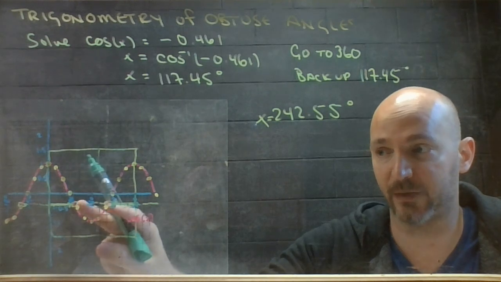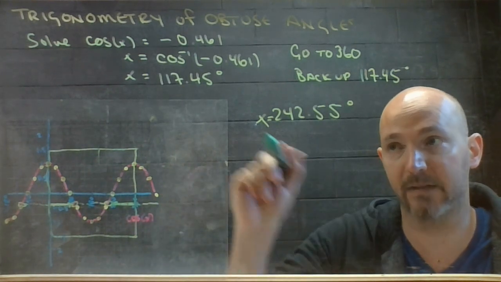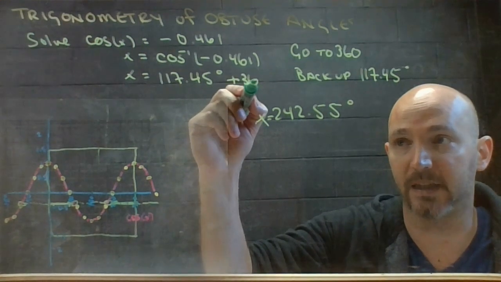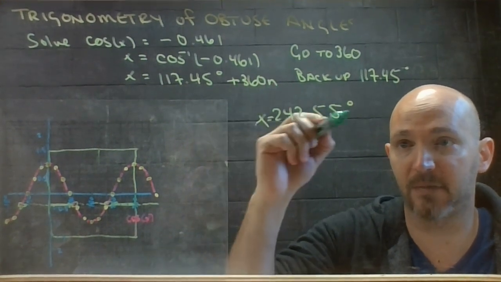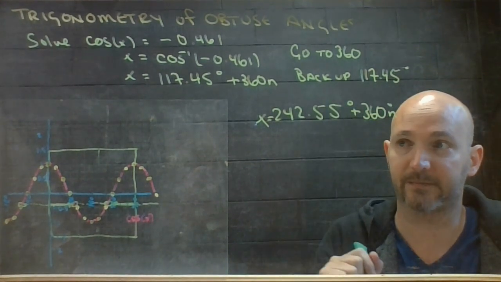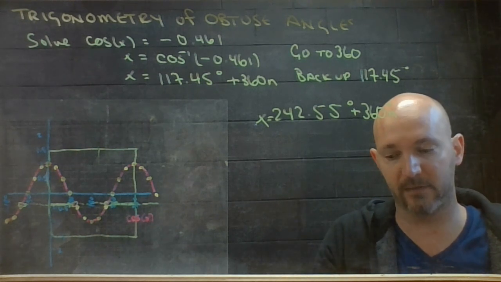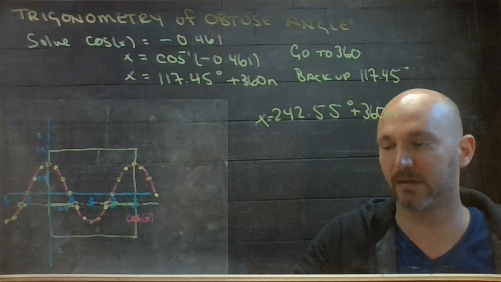Just to finish, I have to acknowledge that that pair of solutions is going to happen again and again and again. So I allow that by tacking on any number of 360 degrees I like. Okay, we're going to clear this off and try a tan one, and then we'll be good to go for the practice problems.